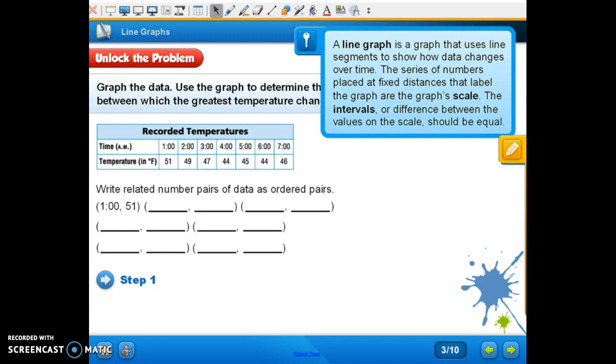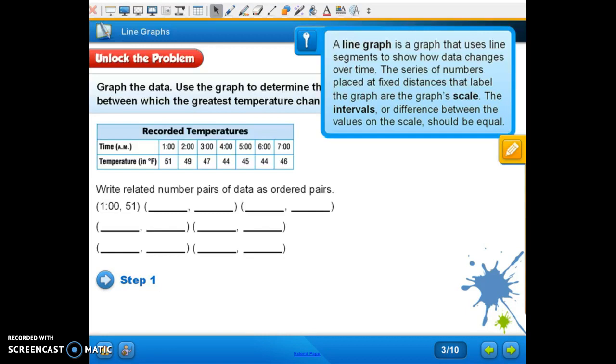Here's a little helpful hint. A line graph is a graph that uses line segments to show how data changes over time. The series of numbers placed at fixed distances that label the graph are the graph scale. So that's like when we did our coordinate grid, the numbers on the side and bottom. Well, this is along the bottom and side of the graph, but it doesn't really look like a coordinate grid anymore. The intervals or difference between the values on the scale.